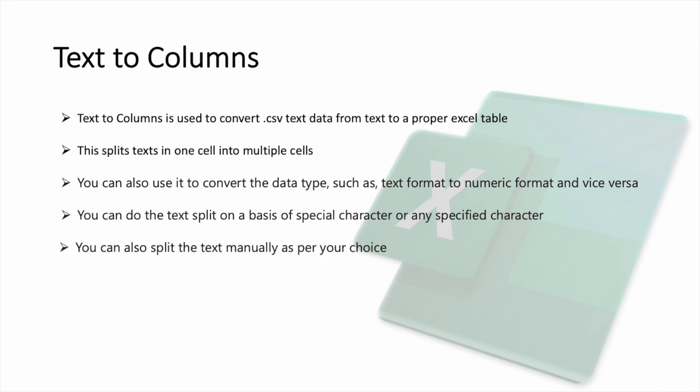It can also be used to split multiple data in a single cell into multiple cells. There are two ways of splitting the data. One, by using delimiter, where you can split on the basis of a character, or fixed width, where you can select manually how you want to split it. Text to column is also used to convert data types, such as from numeric to text or vice versa. Now let's quickly jump over in Excel and see how text to column works.